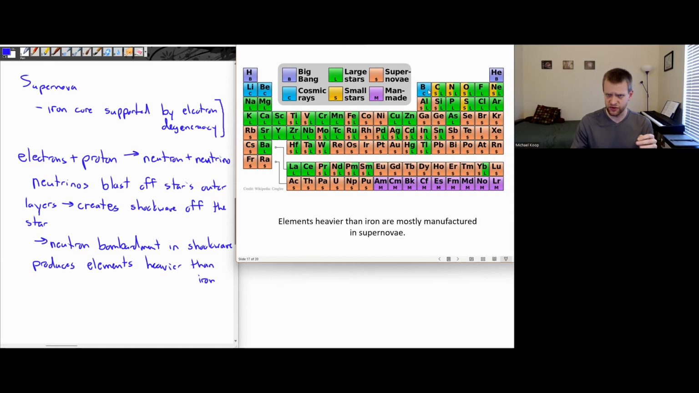We're not going to talk about that in too much detail. Small stars can produce a bit of carbon, nitrogen, oxygen, maybe a couple others for those intermediate mass stars. Large stars produce most of the elements up to iron. There are some additional ones that it produces as well. But most of the elements heavier than iron are actually produced in these supernova explosions.